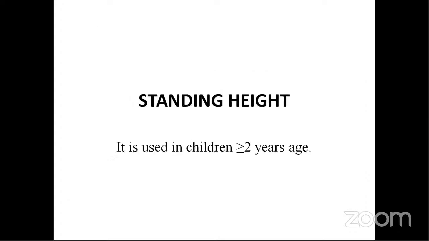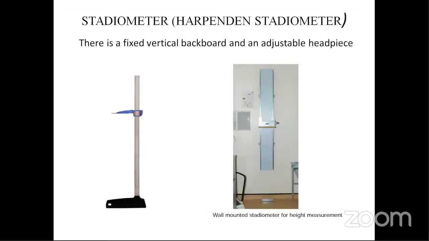Standing height is used in children more than 2 years of age. This is called a stadiometer. This is the instrument we use to measure the height of a child who is more than 2 years of age. It has a vertical backboard and an adjustable headpiece. This is a wall mounted one.